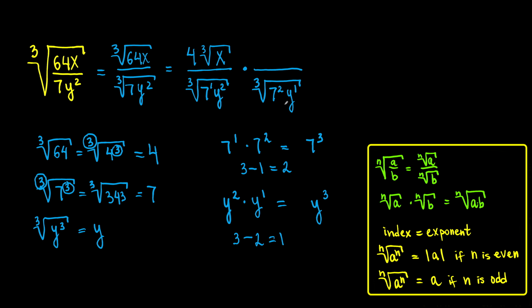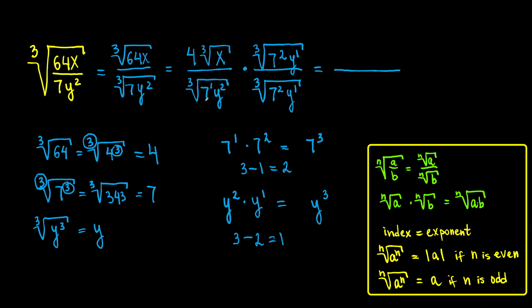I love it. Look, what you do to the denominator, you will do the same to the numerator. You're gonna multiply the numerator by the cube root of 7 squared, y to the first. You see? Do you see what we are doing? We are trying to get rid of the cube root.